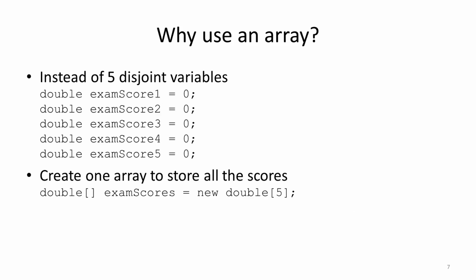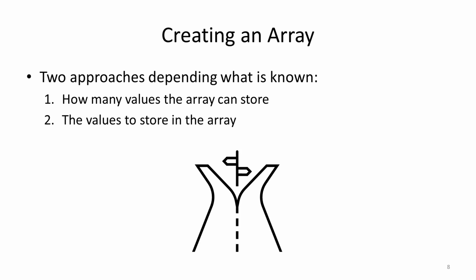But when you use an array, instead of disjoint variables, you can create one array to store all the scores. So it will look something like this. Double array examScores equals new double. And this is one way to create an array. There are actually 2 ways to create an array depending on what is known. Either you know how many values the array can store, or the values themselves that you want to store.